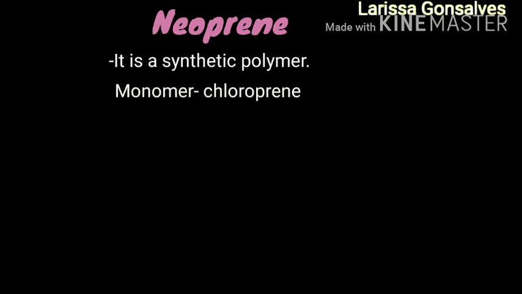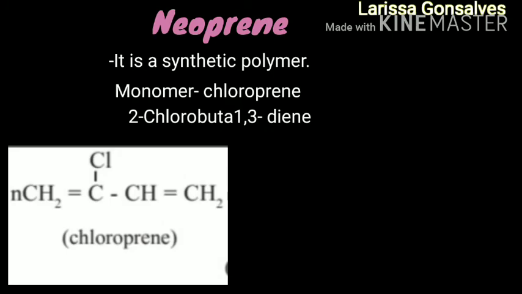Neoprene is a synthetic polymer. The monomer used is chloroprene. The IUPAC name is 2-chlorobuta-1,3-diene. This is the structure of 2-chlorobuta-1,3-diene. Neoprene is formed when chloroprene undergoes the polymerization process in the presence of oxygen.